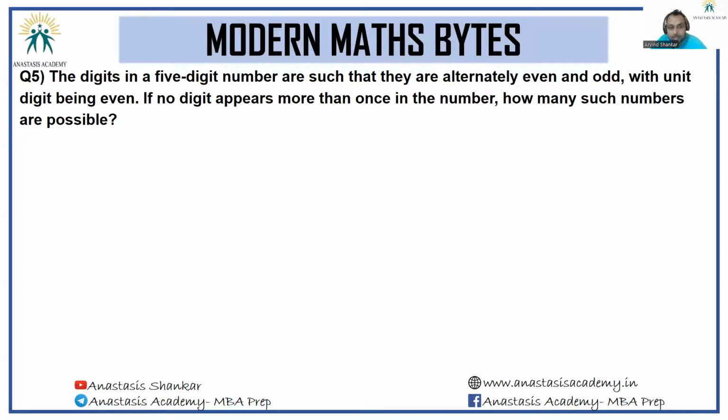Okay. The digits in a 5-digit number are such that they are alternately even and odd, with unit digit being even. If no digit appears more than once in the number, how many such numbers are possible? Okay. So a 5-digit number where the digits are alternately odd or even, and the unit digit is even. This is even, so this has to be odd, this has to be even, this has to be odd, this has to be even. Now the biggest challenge here, or the only thing that we have to ensure, is that the leading digit doesn't become 0. So how many ways of filling up the leading digit? 4 ways, either 2 or 4 or 6 or 8.